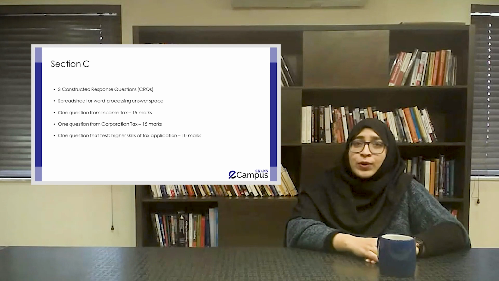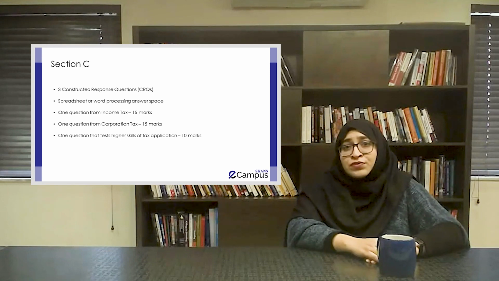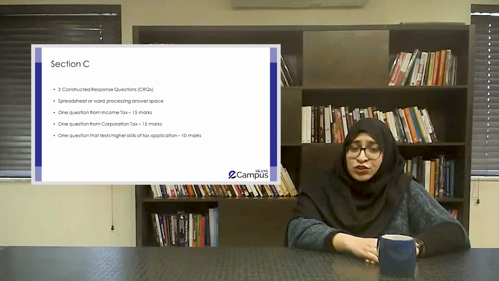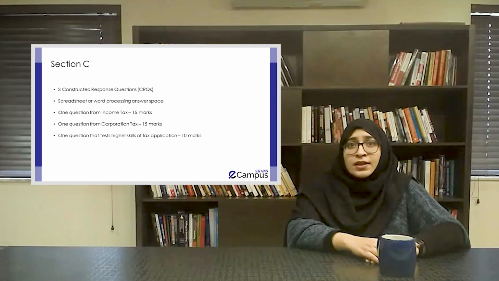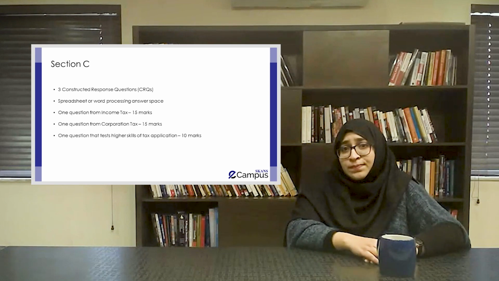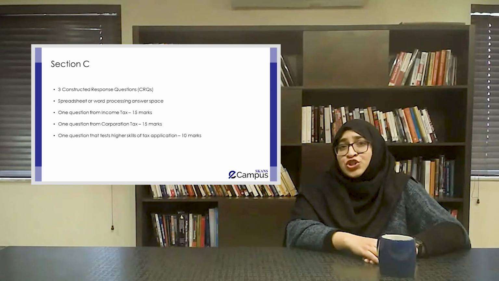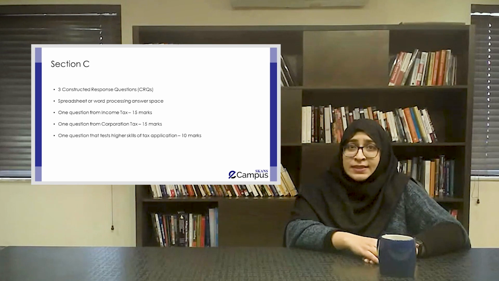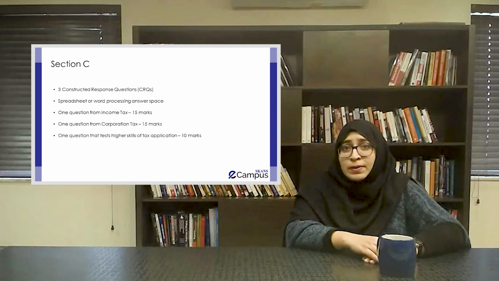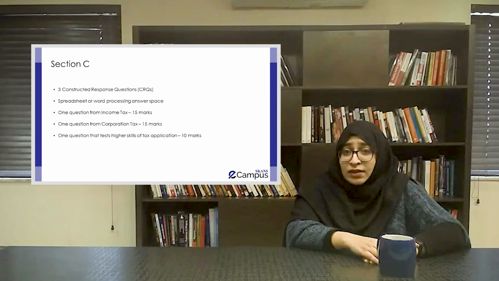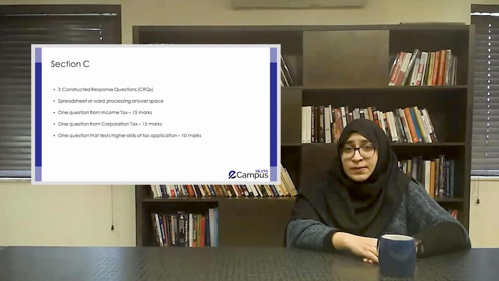In the final section, you will have 3 questions referred to as the constructed response questions, because you have to present your answers in a designated spreadsheet or word processing answer space. This is the section where you need to show detailed workings to justify your answers and have the scope to score a lot of easy marks. One of the long form questions will definitely cover concepts from the income tax syllabus area, and this will be worth 15 marks. Another 15 marks will be based on corporation tax syllabus area, and the balancing 10 marks question can cover concepts from any area of the syllabus.